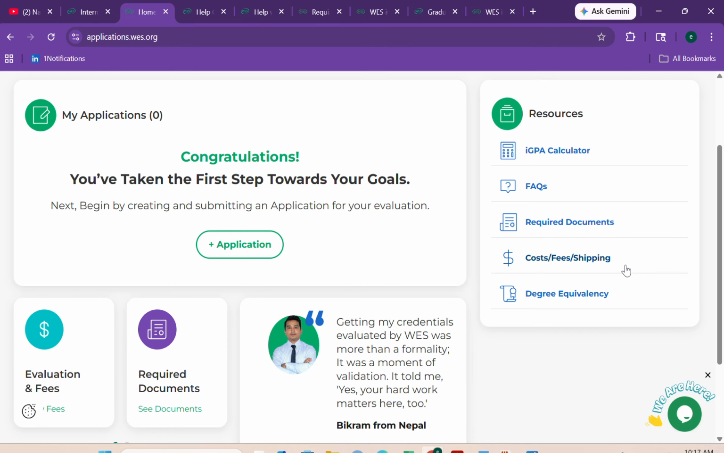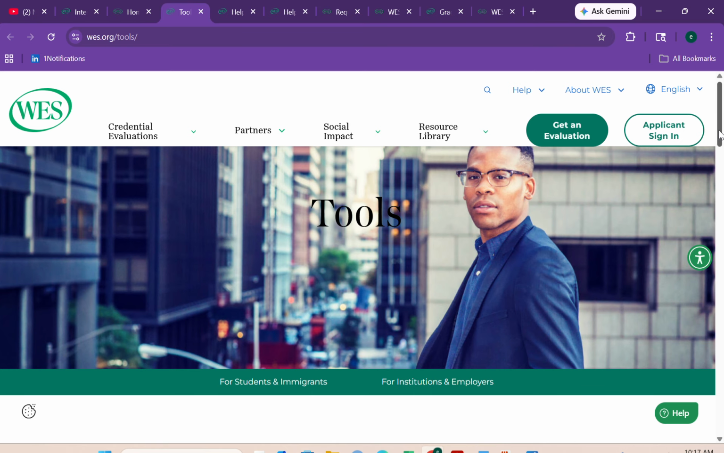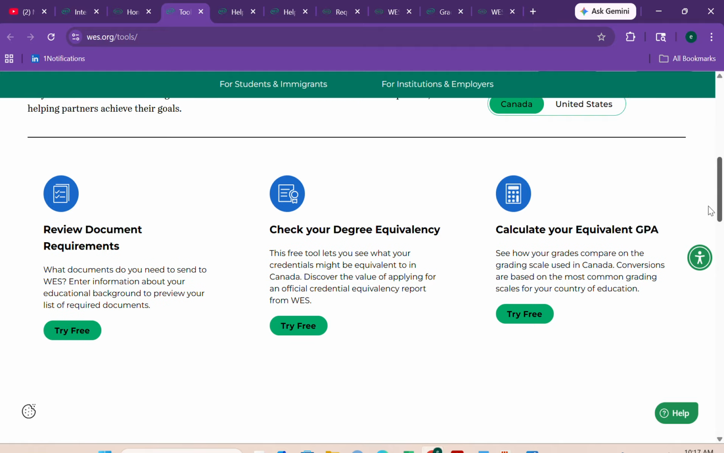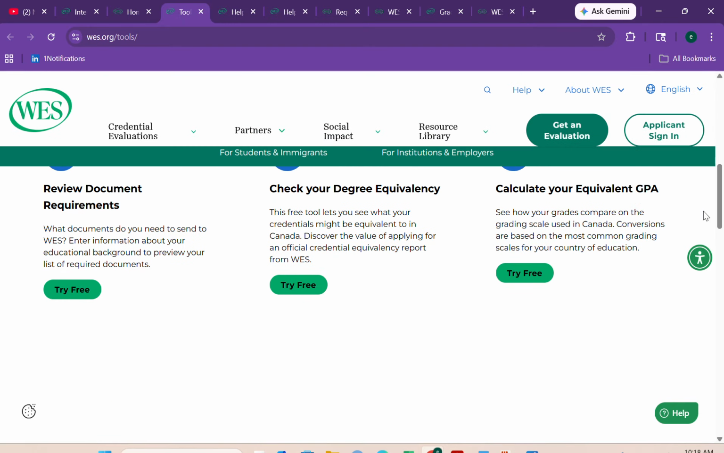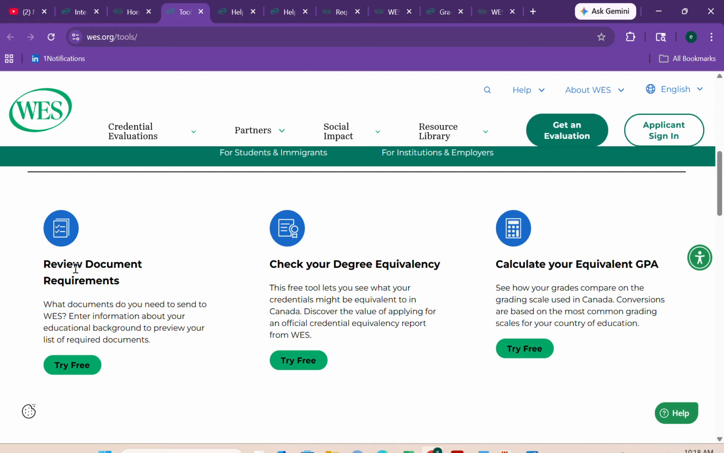Now let's look at degree equivalency. Here they have different types. Over here they have review document requirements. You can do it here. Check your degree equivalency here, calculate your equivalent GPA. We can do it for free, and I've taken you through it already. Check your degree equivalency for free.